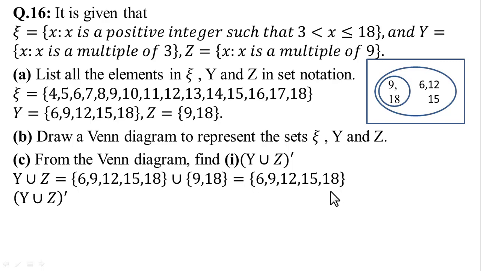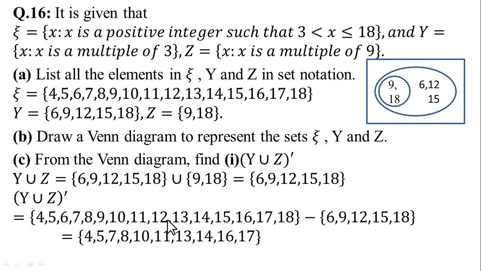Now take the Y union Z whole complement. So Y union Z whole complement is equal to elements of universal set minus elements of Y union Z. In a subtraction, write the elements of the first set that do not belong to the second set. So the answer is 4, 5, 7, 8, 10, 11, 13, 14, 16 and 17.